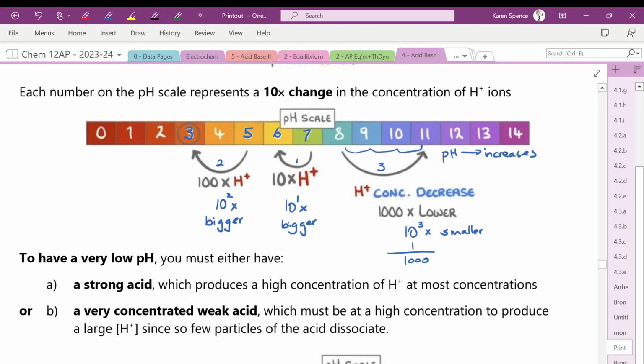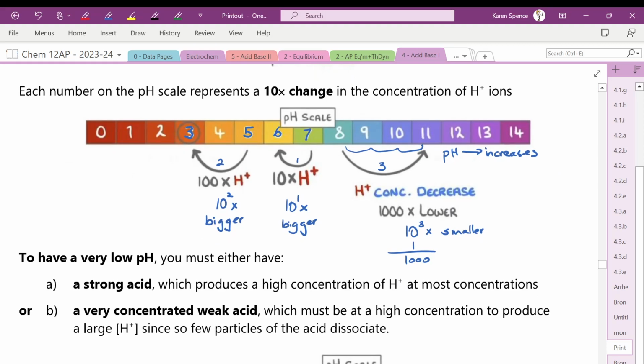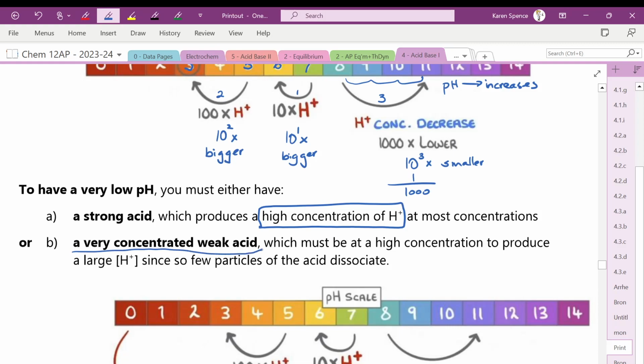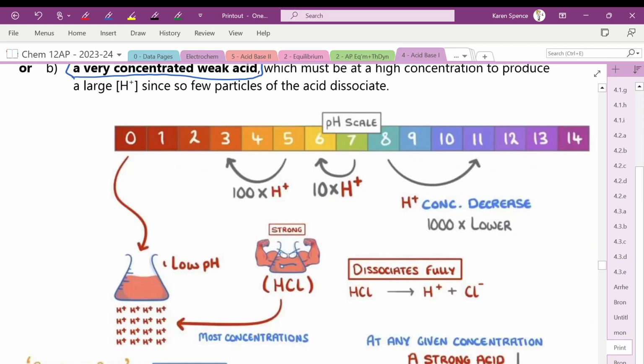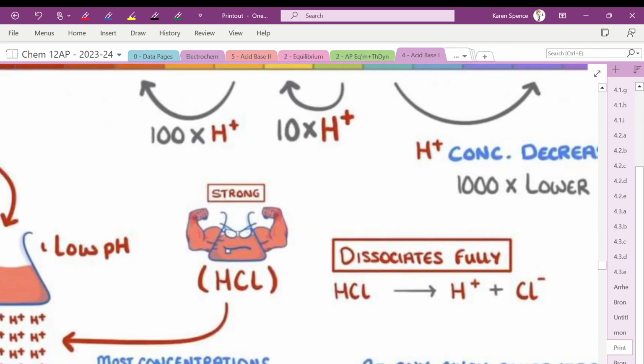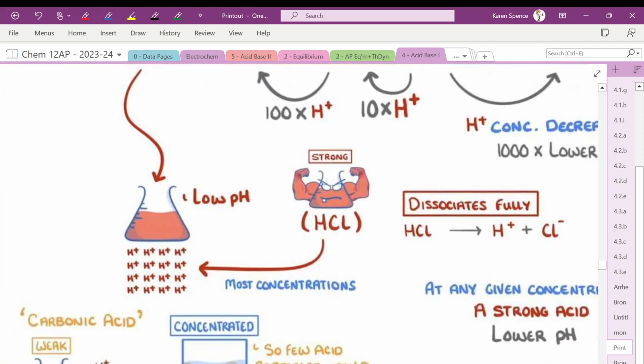So to have a very low pH, you either have to have a strong acid, which is going to produce a high concentration of H+, or a very concentrated weak acid. Yes? Okay. High enough to produce a large hydrogen ion concentration, since so few of the particles of the acid actually dissociate. All right, so here is our strong acid again. There he is in his little Erlenmeyer flask. Okay, our little strong acid, it dissociates fully, and most concentrations are over here at a low pH.